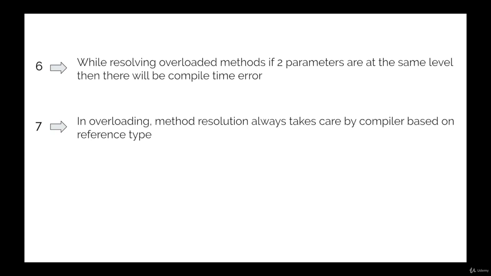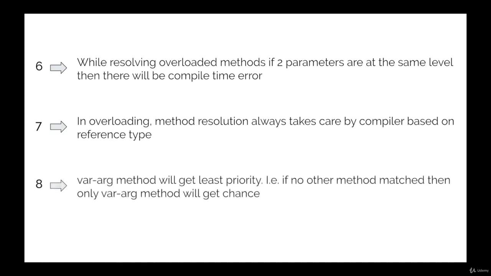So let's take a look at the next rule, that is related to varargs methods. The next rule says that varargs methods will get the least priority. If there is no method matched, only then will the varargs method get the chance.